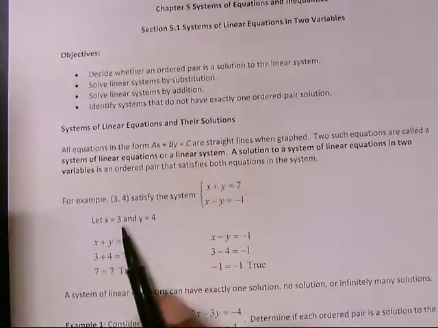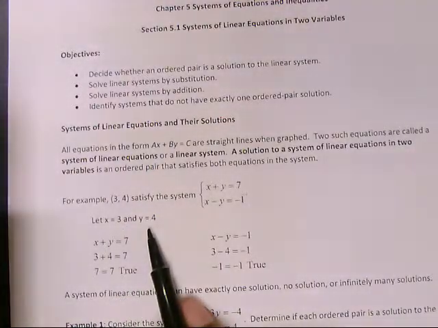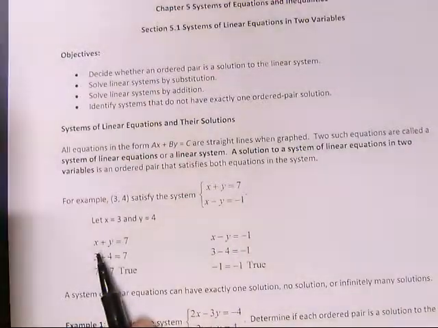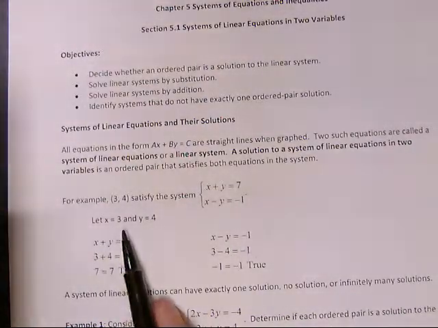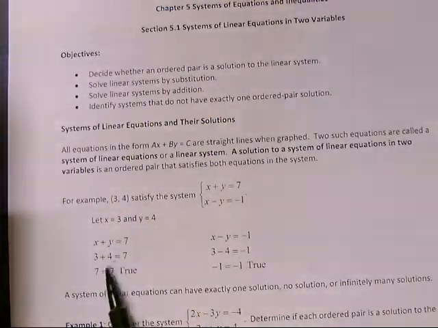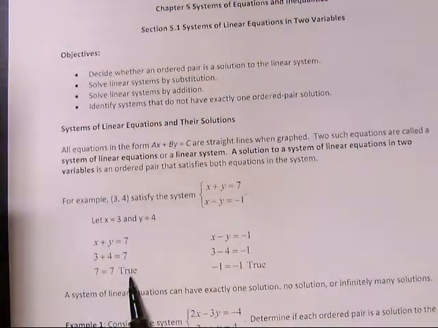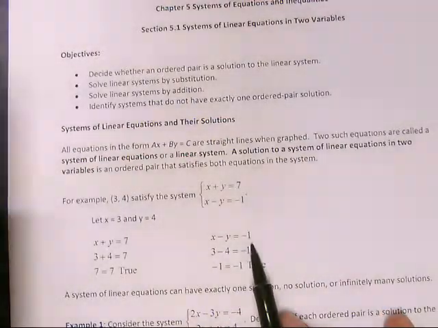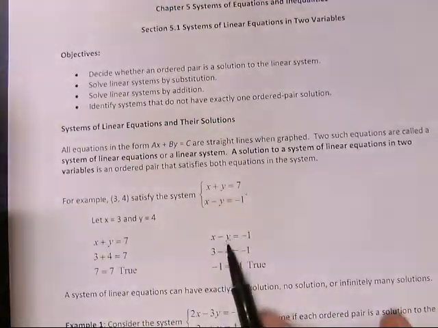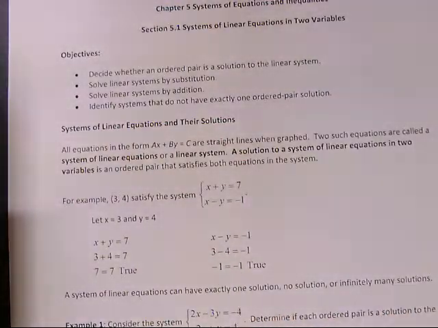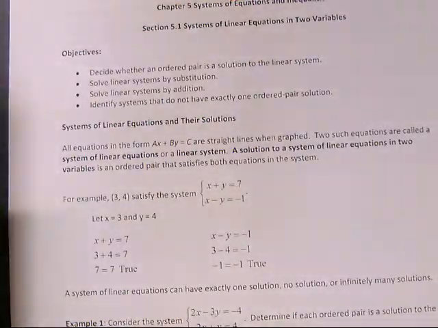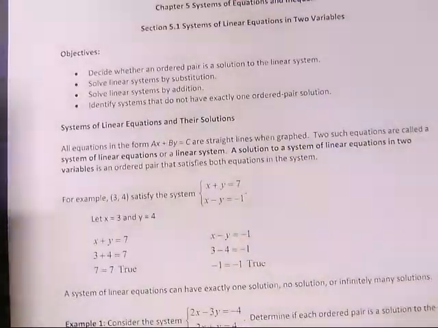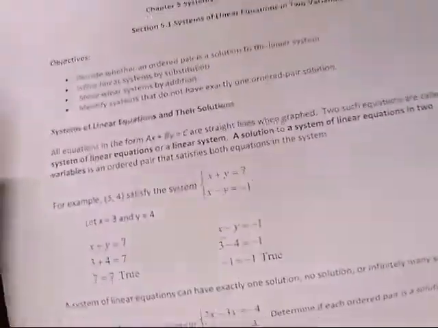To prove that, we let x equal 3 and y equal 4, and we substitute the x with 3 and the y with 4 in each of these equations. For x plus y equal to 7, if I add 3 plus 4, I get 7, which is a true statement. Then for x minus y equal to -1, 3 minus 4 does equal -1. So we can say that the ordered pair 3, 4 is a solution to the system of equations that's given here. Now let's look at some examples.